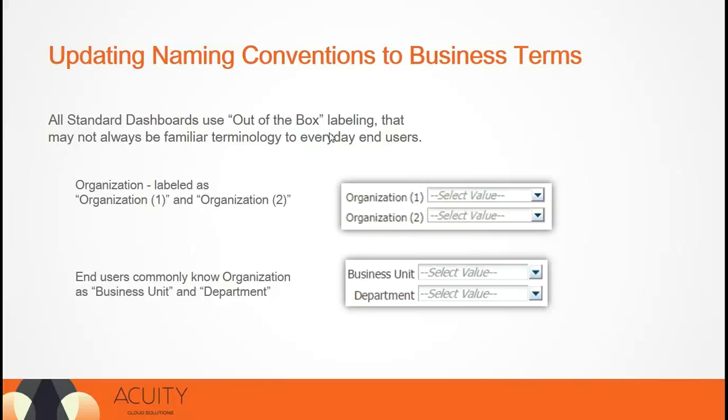More than likely, you've configured the Taleo organizations based on your company's terminology. In this example, Organization 1 and Organization 2 have been relabeled as Business Unit and Department. By relabeling these dashboard prompts, the end user knows exactly what they are going to select in the dropdowns based on their own organization.